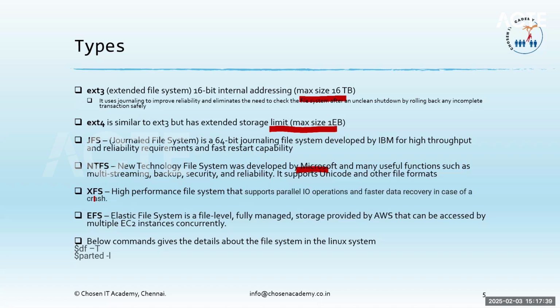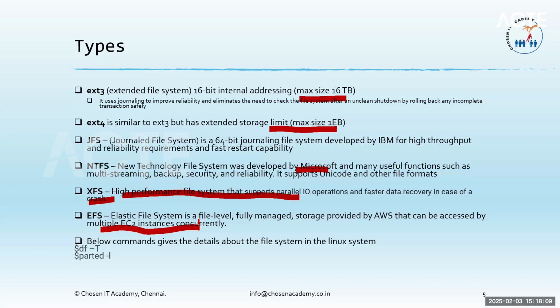XFS is a high performance file system that performs parallel IO operations and fast data recovery in case of a crash. This is the one available in Red Hat systems, meaning CentOS has XFS by default in its partition. We'll take a look at that. EFS, as I told, is the one being used in AWS EC2.